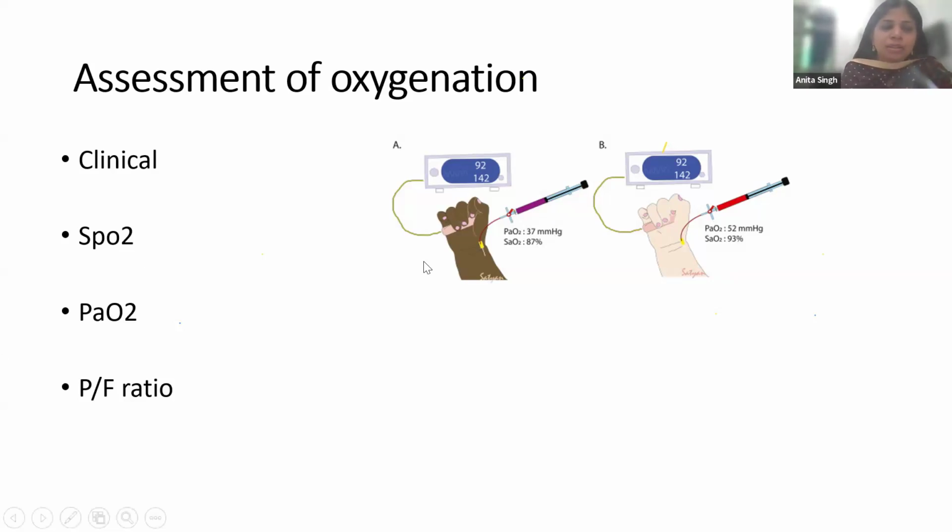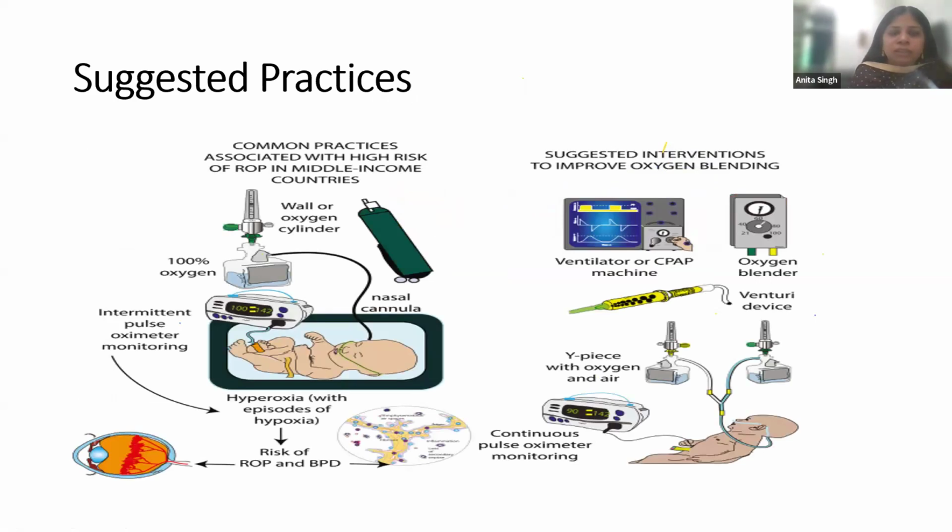Then SpO2 is often measured by pulse oximeters, and one should choose a pulse oximeter which has good accuracy and good signal extraction technology, like Masimo. The PaO2 is determined by an indwelling arterial catheter or umbilical artery catheter. For sampling for PaO2, one has to have a sample from the arterial line, which in neonatology can be either an umbilical arterial line or a peripheral arterial line, or sometimes, in cardiac surgeries, a femoral artery line is also put for some time for early post-operative invasive monitoring. The P by F ratio is the assessment of the oxygenation depending on whatever FiO2 is being delivered. So here are a few suggested practices which should be very relevant for low and middle income countries.